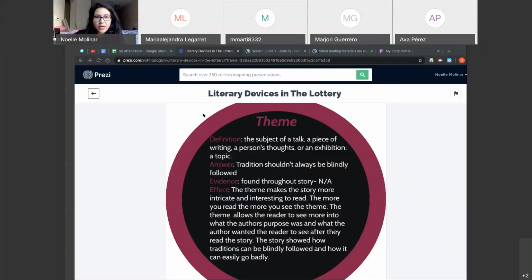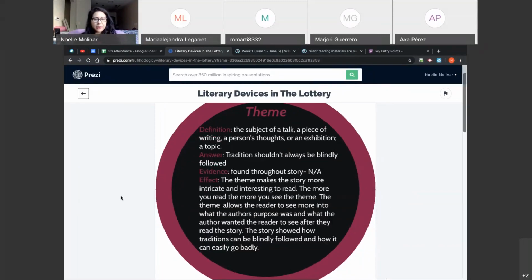Okay, sharing. Great. So one of the literary devices in The Lottery is theme. The definition of theme is the subject of a talk, a piece of writing like this short story, or a person's thoughts. Later we'll see that theme is also possible in poetry or an exhibition. So it's also the topic: what is this writing about? And here the answer is that tradition should not always be blindly followed.